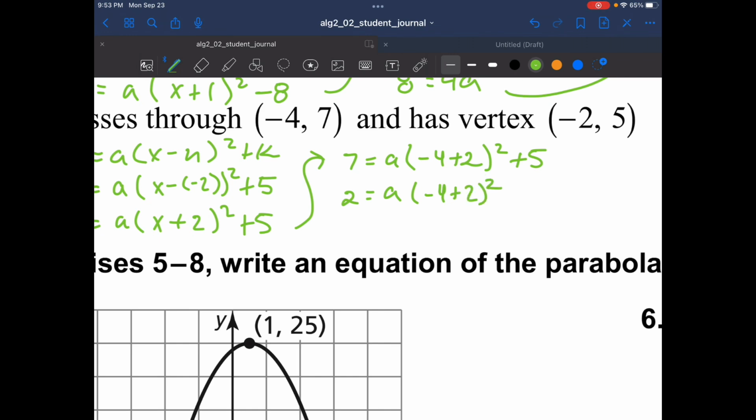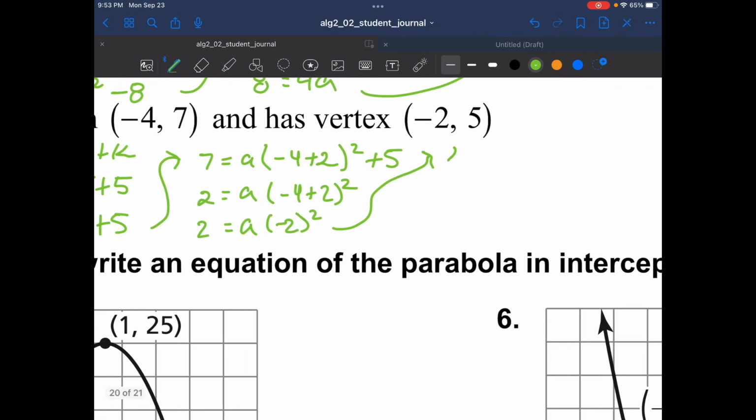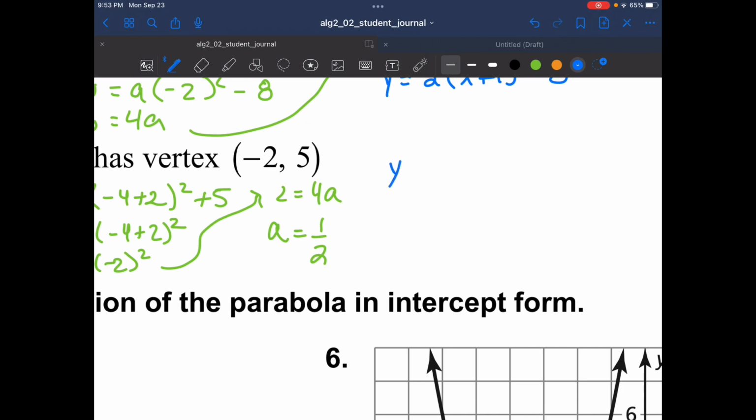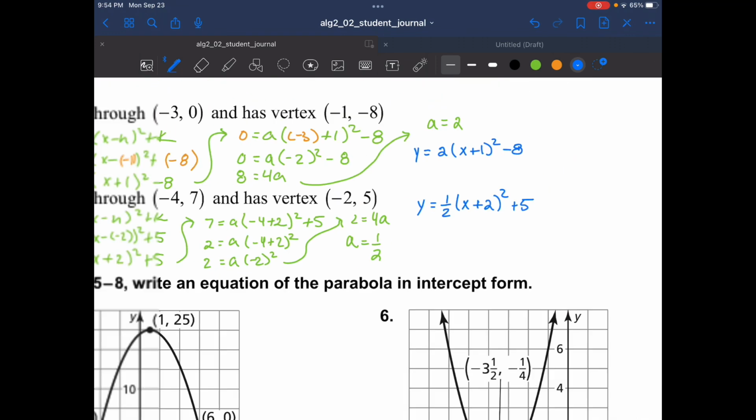-4 plus 2 is -2. So I have a(-2) squared, which is going to give me 2 equals 4a. That means that a is equal to 1/2. Okay. So this one, when I plug this back in to my vertex form, we're going to have y equals 1/2(x plus 2) squared plus 5.